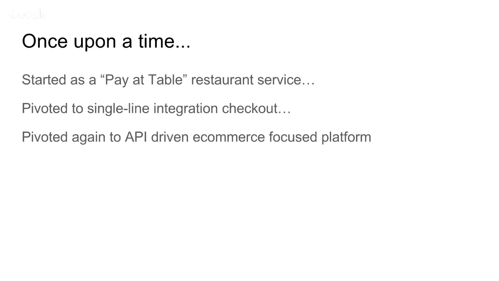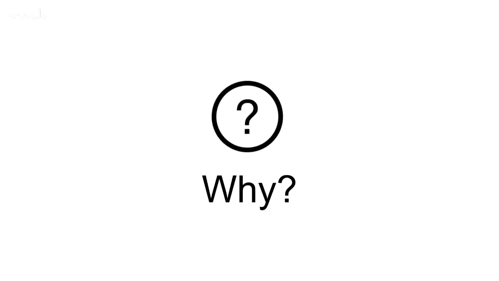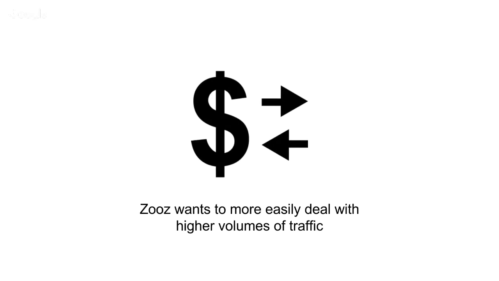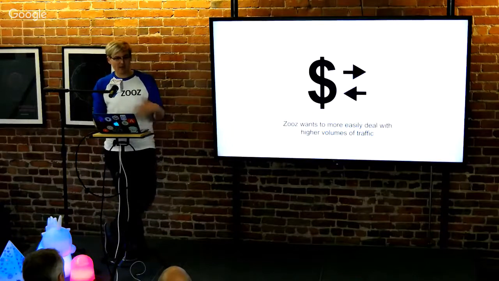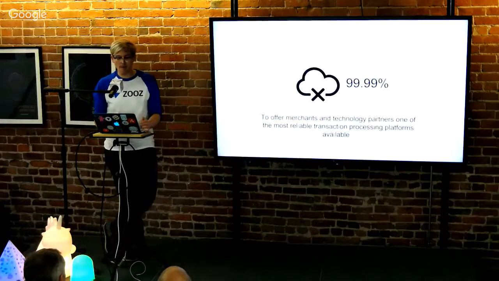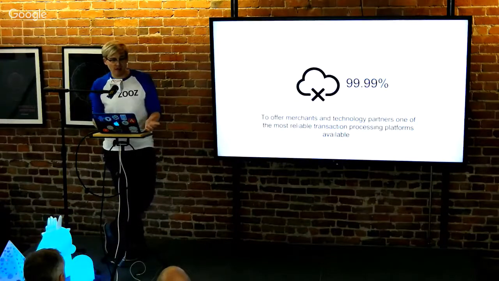But that meant availability was really key, and scalability, agility and those other things. So we needed to do something different. Before we go into what we did, I want to tell you why we did it. We wanted to deal with high volumes of traffic. We're already talking about thousands of transactions a minute, so we needed to raise that a level above, make it more resilient, and not lose sleep at night. Everyone talks about ops, but we don't believe in that at Zooz. Everything has to be automated, available all the time, self-healing. So we needed a platform that could do that, and that offered really high levels of availability.